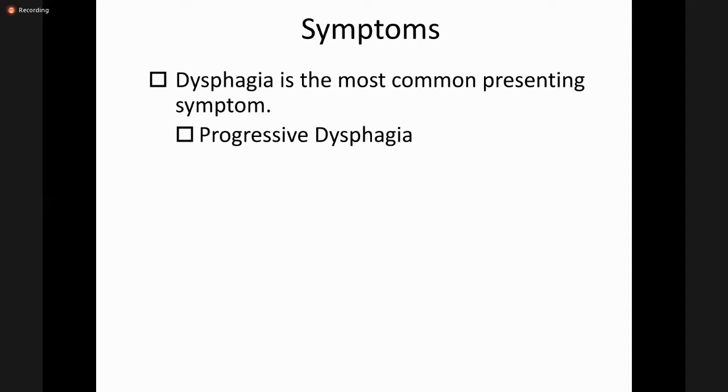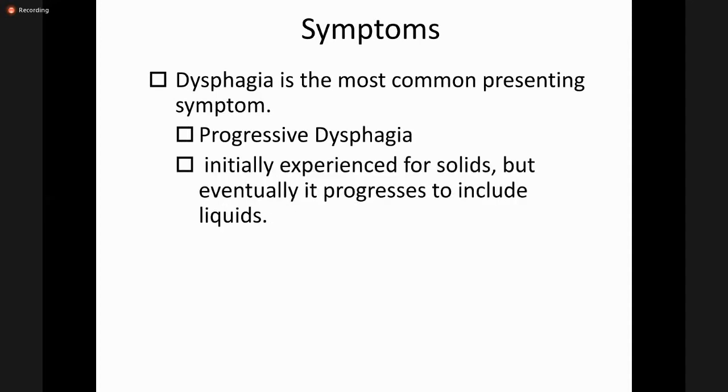But gradually, as the lumen becomes blocked and the tumor increases in size, the dysphagia progresses and liquids are also not taken. And in the end, if the disease keeps on progressing, the patient is not able to even swallow saliva. So initially it is experienced for solids, but eventually it progresses to liquids. And because of the decreased intake, weight loss is marked. Weight loss can be seen in carcinoma esophagus patients.